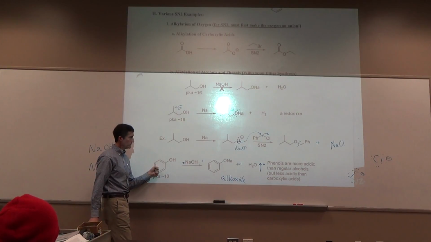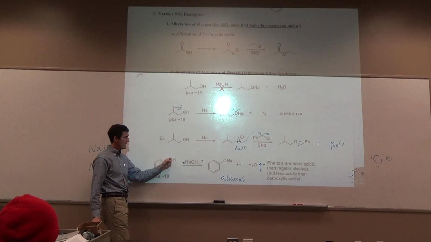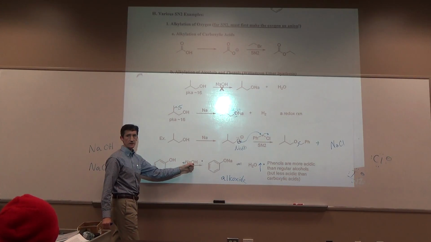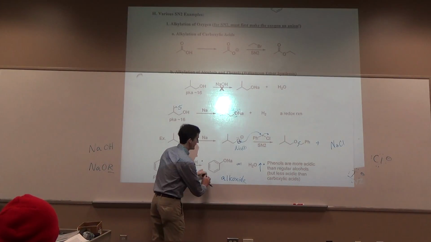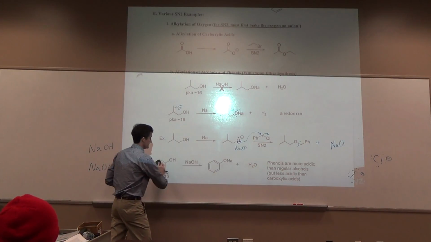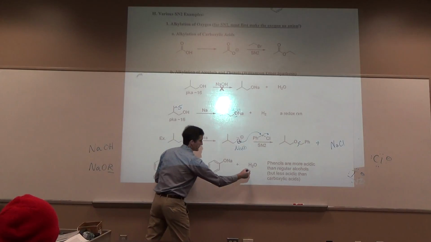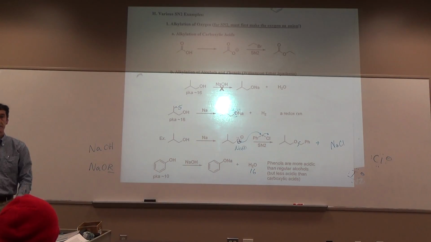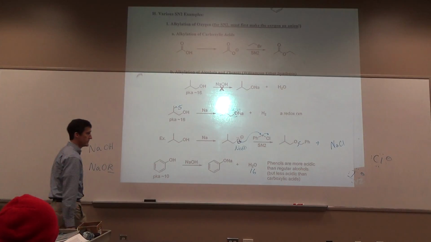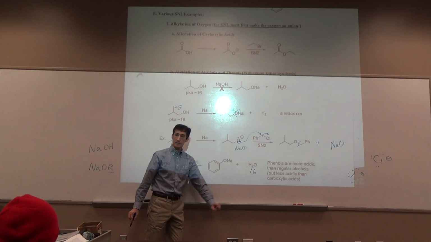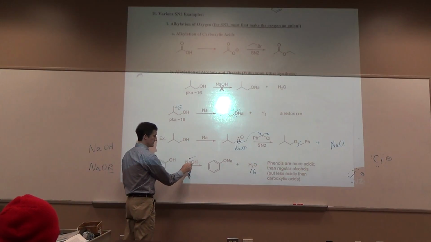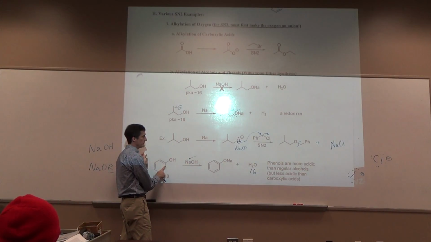Okay, we can use phenols. Now, phenol is much more acidic than an alcohol because we know we have a resonance stabilized anion. With phenols, you can use sodium hydroxide. That's 10, water 16. Which side's favored, 10 or 16? 16's favored by 10 to the 6. That's enough. It'll be complete. So you can do this because it's more acidic.